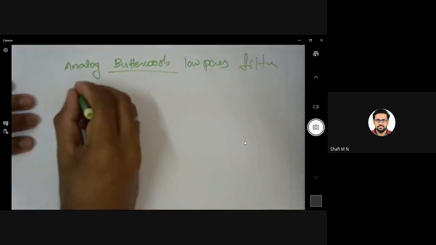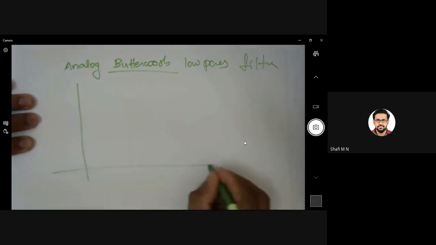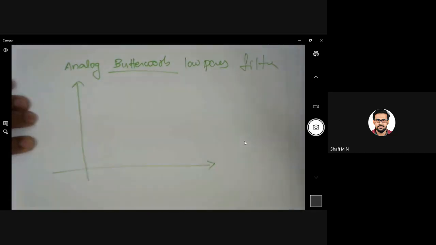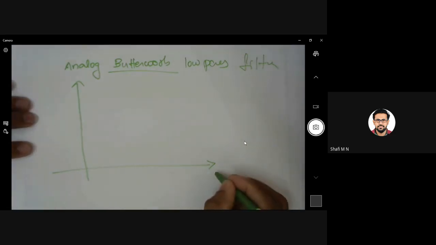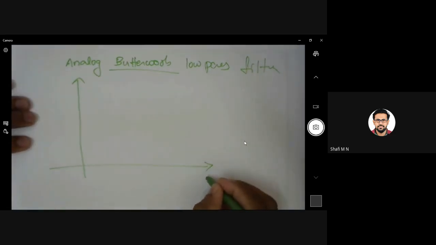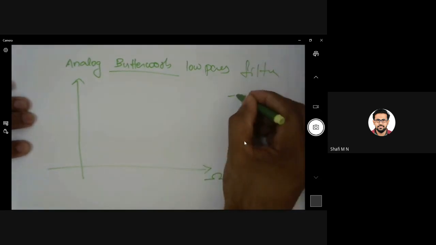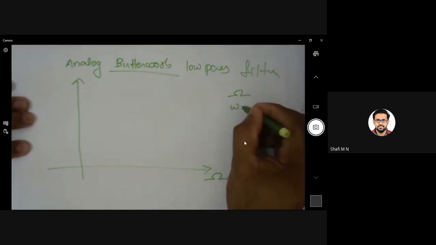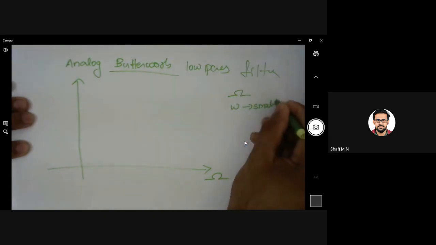Let me introduce you to some terms before starting this. Let me draw a frequency response of a low pass filter. This is my frequency axis, capital omega. I am not using small omega over here. Instead, I use capital omega. You should be able to distinguish between capital omega and small omega. This is small letter omega, and this is capital omega.